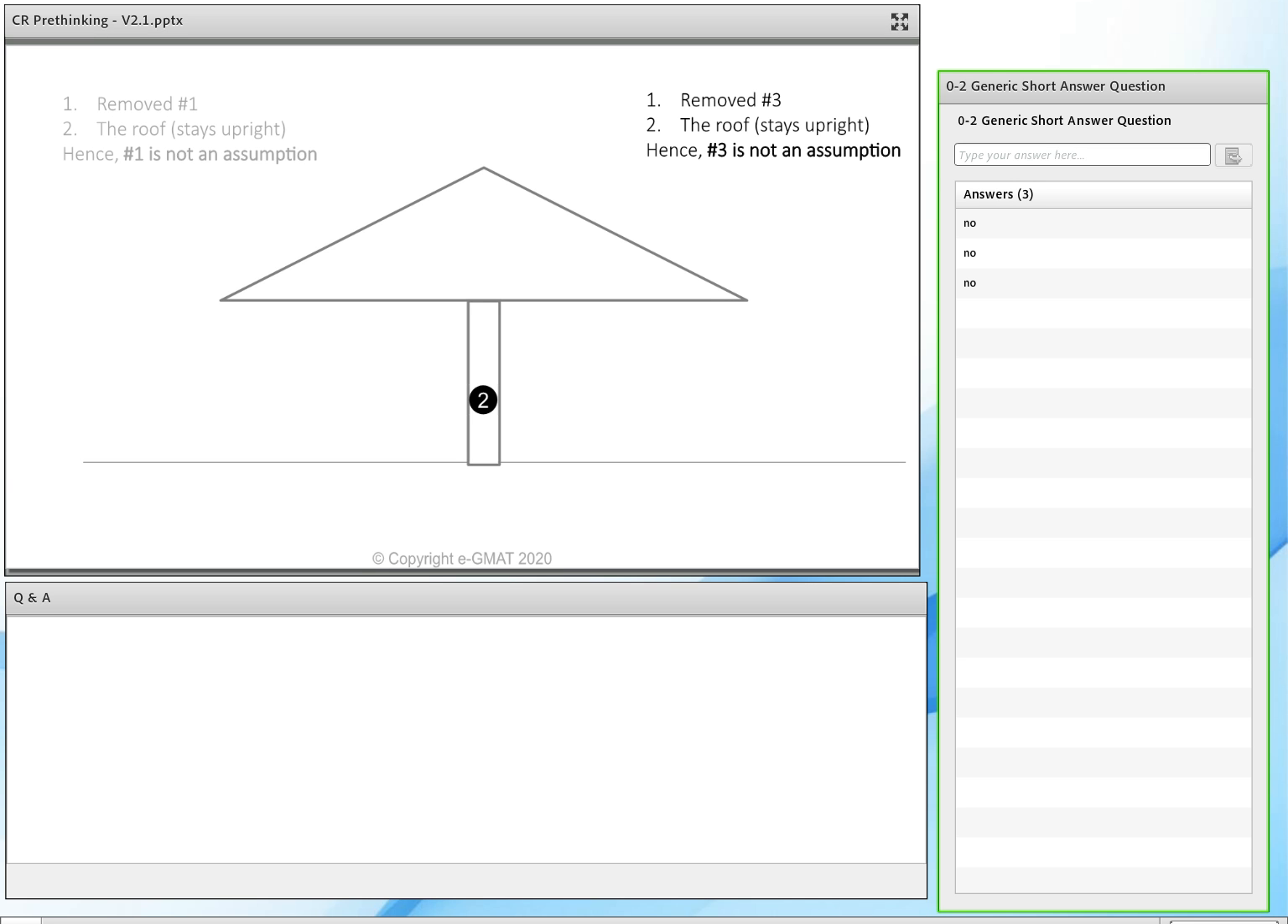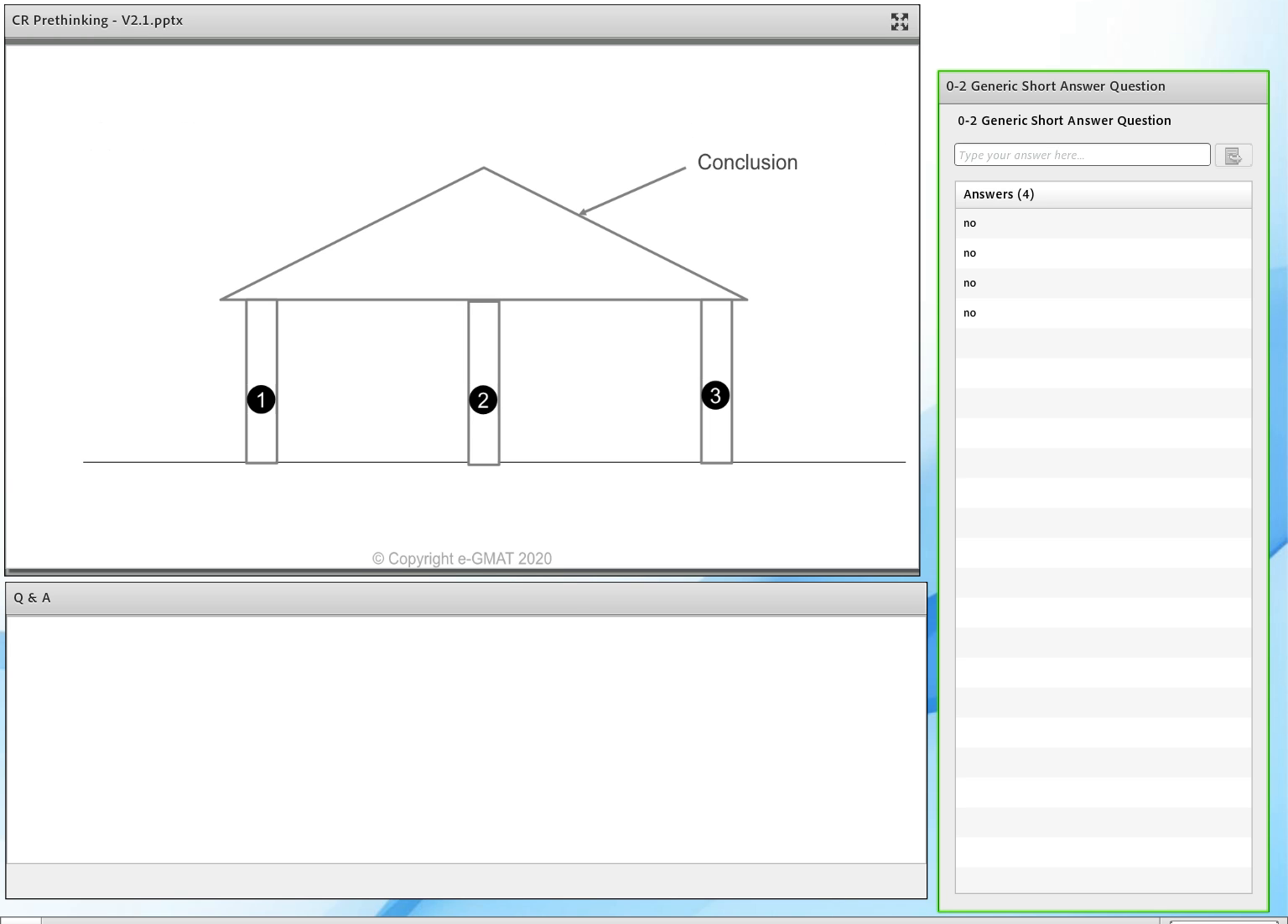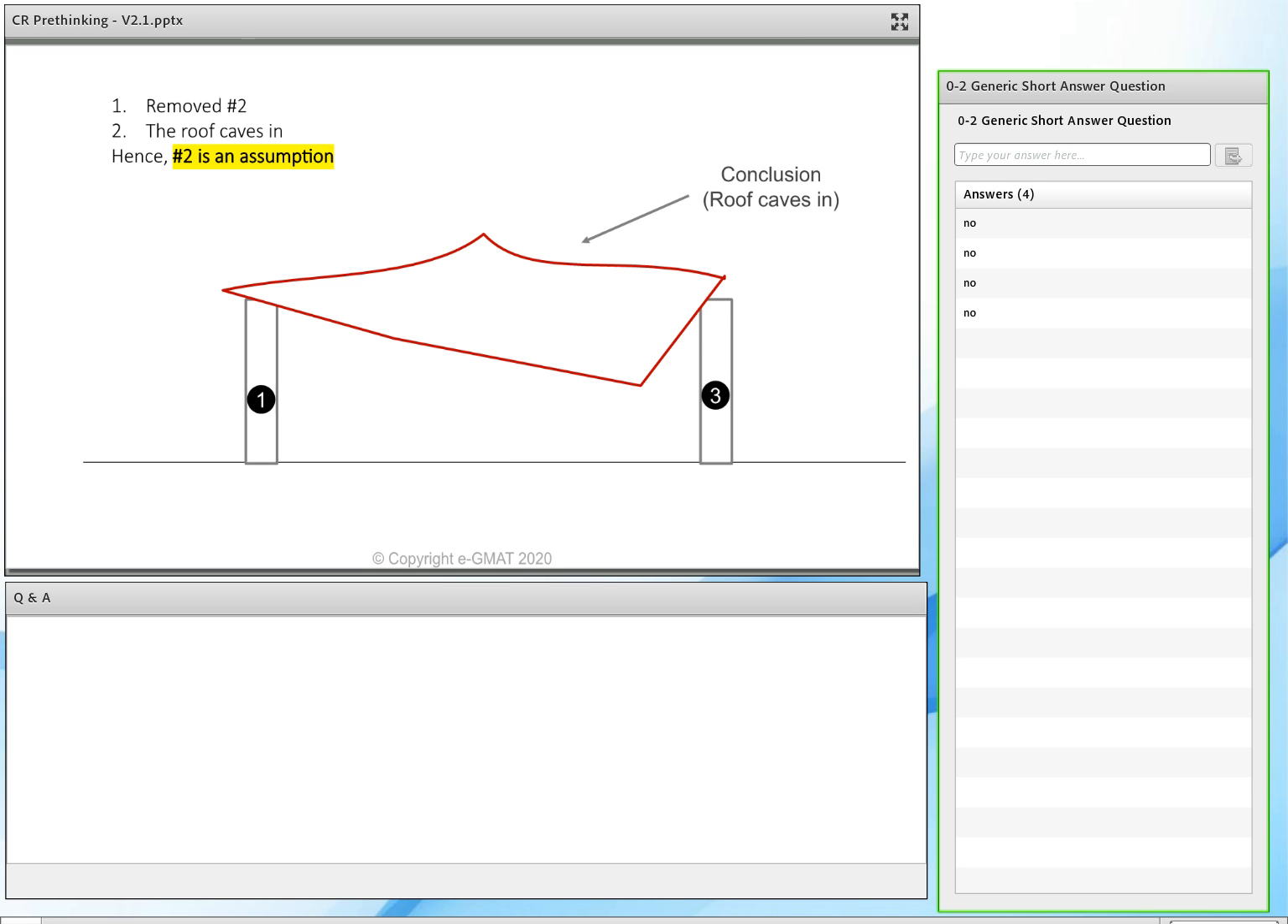I removed number 3 as well. This roof still stays upright, which means number 3 is not an assumption. Now both number 1 and number 3 were premises, or in other words, they were strengtheners. They made the roof stronger. They were not an assumption. Okay, so let's bring this back again, and this time instead of removing 1 and 3, I'm going to remove number 2. The roof caved in, and because it caved in, this means number 2 is an assumption.